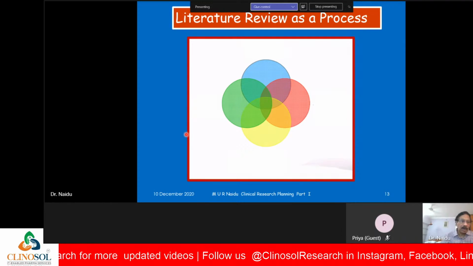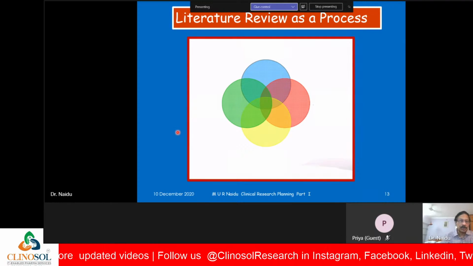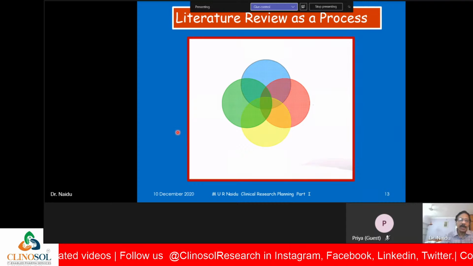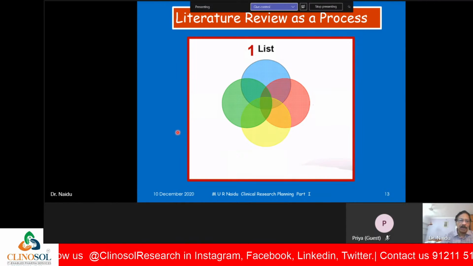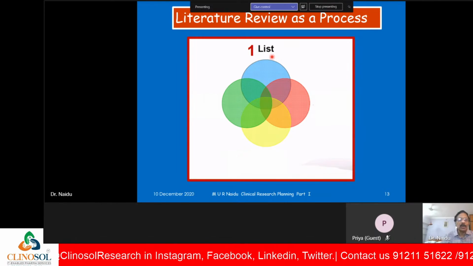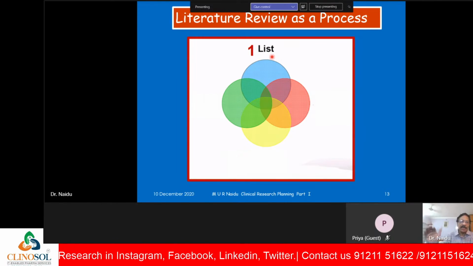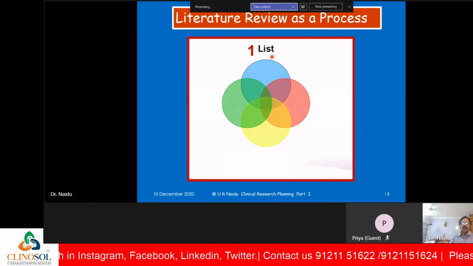Now when you are coming to the literature review process, it has a very, very important component. What is the important component? Number one is that you have to list the entire thing that you actually wanted to do.